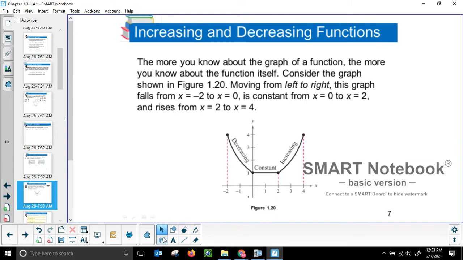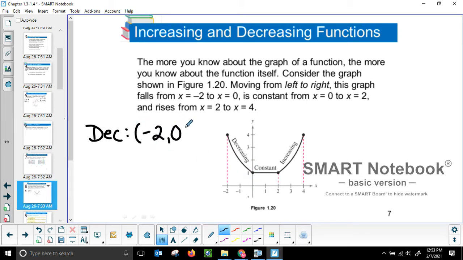So for example here, we would say that this graph is decreasing, and remember, I only care about the x values, so from -2 to 0. You never have to worry about brackets or parentheses. When you're talking about increasing or decreasing, it's always parentheses. So you give an interval, from what x value to what x value. This graph would be constant from 0 to 2, and this graph would be increasing from 2 to 4.